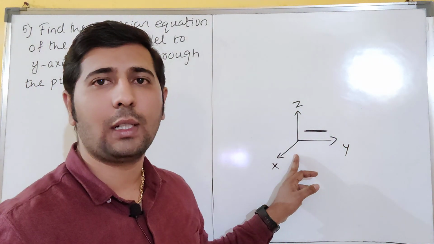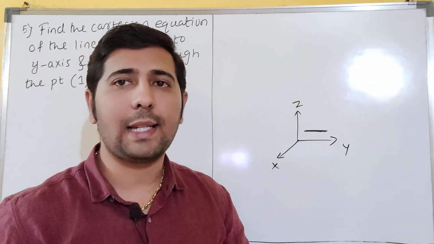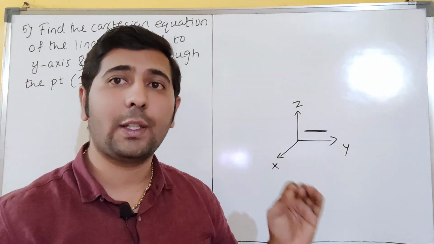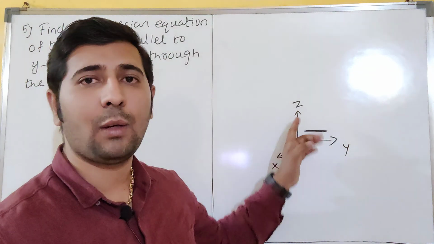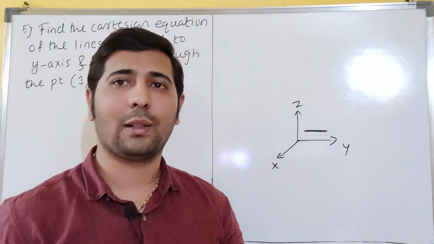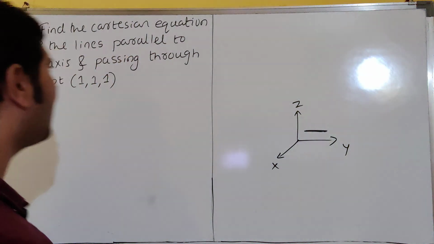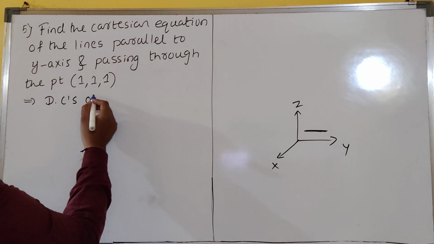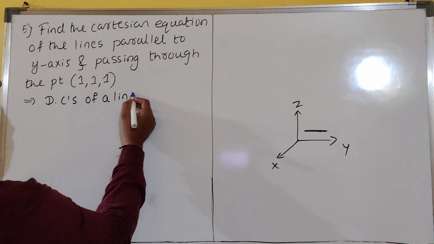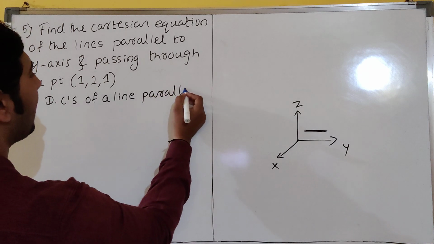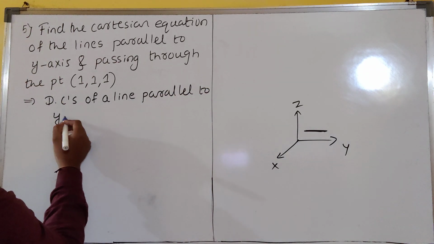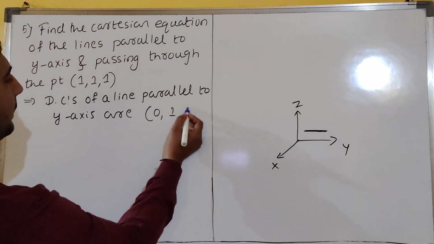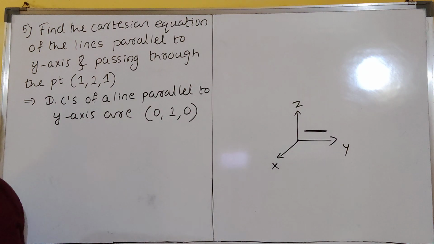So cos alpha means cos 90. Cos 90 is 0. Beta, cos 0 is 1. Again gamma is 90 degree, cos 90 is again 0, dear students. That's why we will write: direction cosines of a line parallel to y-axis are 0, 1, 0. Clear? I hope it is clear.